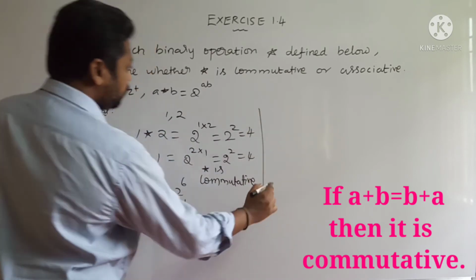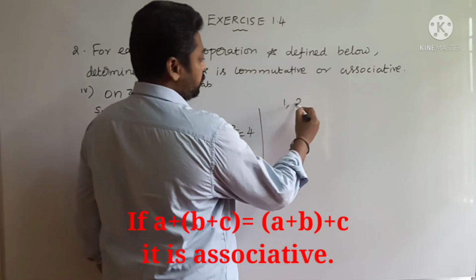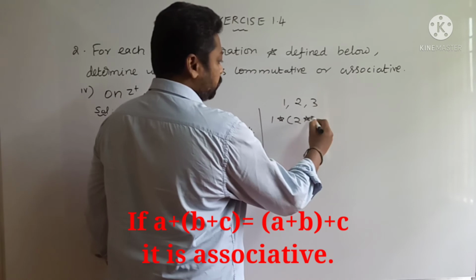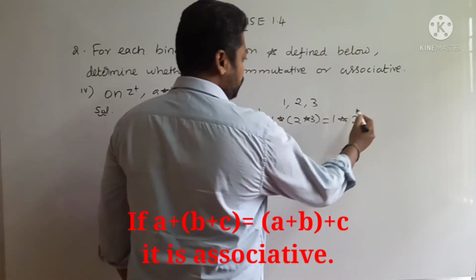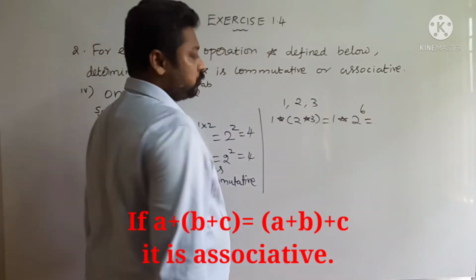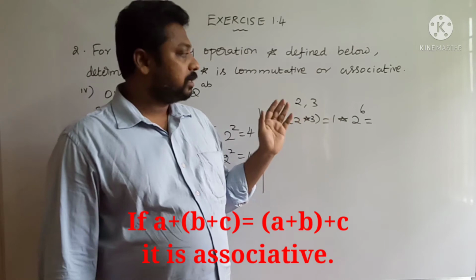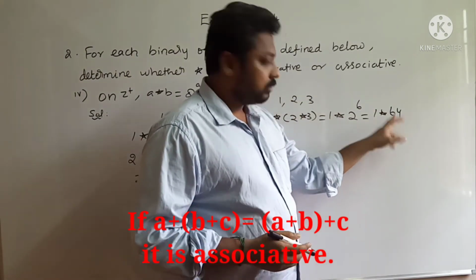So now let's check for the associative. We will take 3 positive integers 1, 2, 3. So (1 star 2) star 3 is equal to 1 star 2 power 2 into 3, that is 2 power 6. So what is 2 power 6? 2 power 3 into 2 power 3. 2 power 3 is 8, so 8 eights are 64. So 1 star 2 power 6 is 1 star 64.